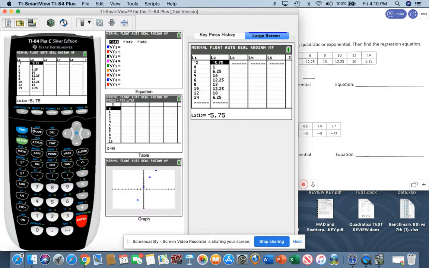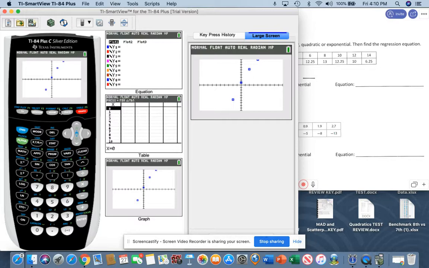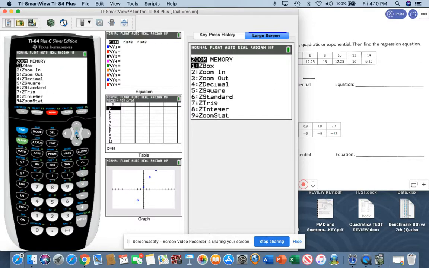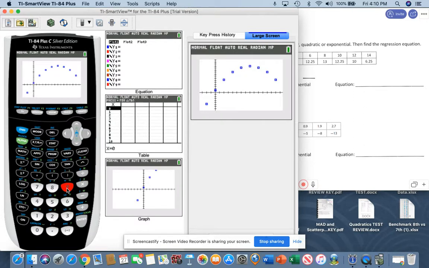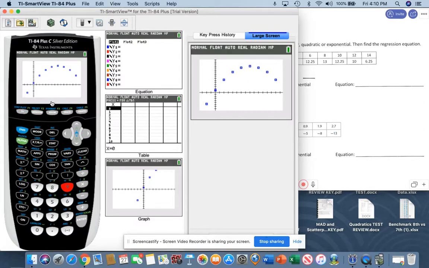Go back. Y equals plot 1, graph, zoom. And it's number 9 down here, zoom stat. Number 9, zoom stat. And now you can see what's going on when we've plotted all the points. If you didn't know right away from the points, now you can see all the points plotted on your calculator, and you can tell what it's doing. Well, what is it doing? It's making an upside down parabola like we thought.